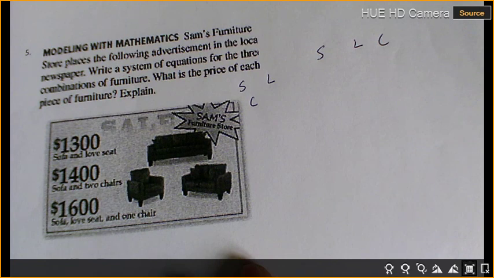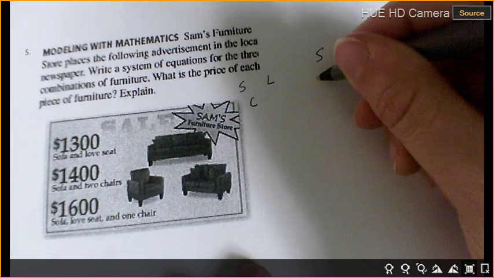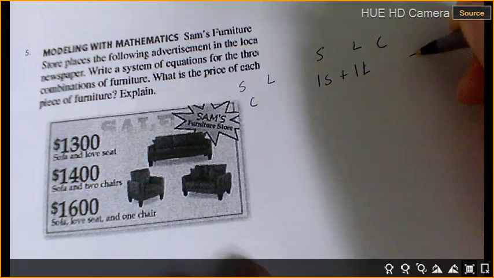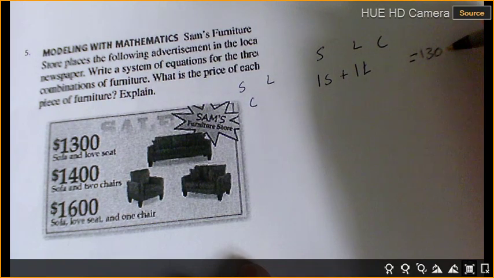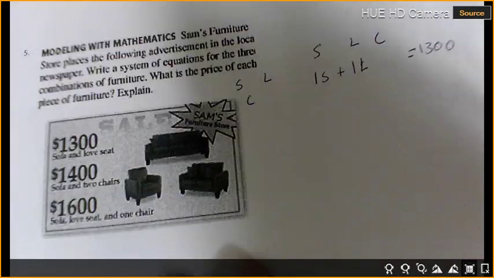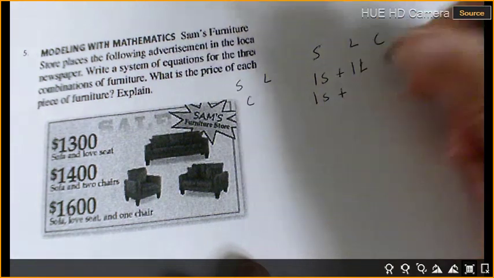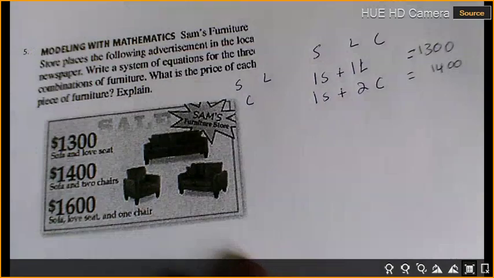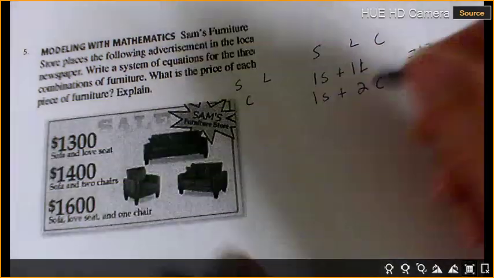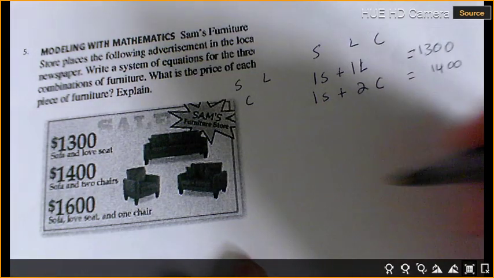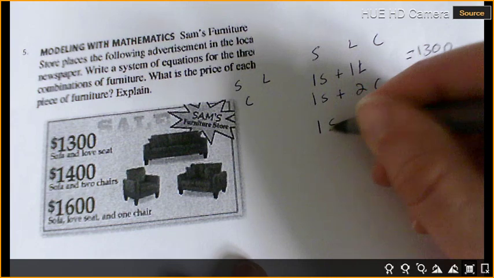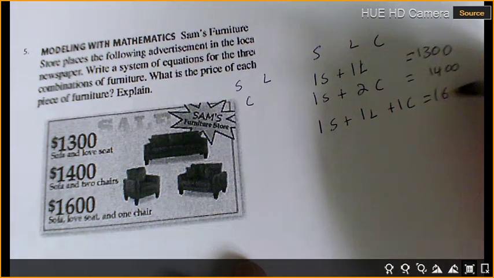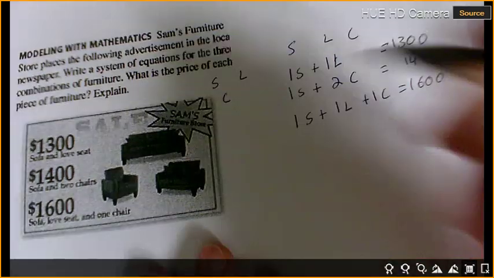Okay? So I've got 1 sofa plus 1 love seat equals 1,300. Okay? And then 1 sofa plus 2 chairs equals 1,400, right? So far, so good? Can you put the chairs in the chair column? You can, but we're not making the matrices yet. And then we've got 1 sofa plus 1 love seat plus 1 chair equals 1,600. Now we're going to make the matrices for it.